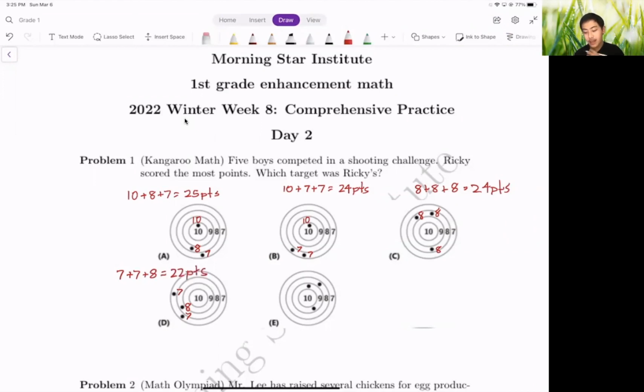And finally, E. This time, this person scored 2 times inside the 9, so it's 9 and 9, and 1 time inside the 8, so it's 8. So 9 plus 9 plus 8, that just gives you 26 points. And looking at all of these, we can see that the most points were shot inside E, and it says that Ricky scored the most points, so therefore we know that Ricky must have scored E.